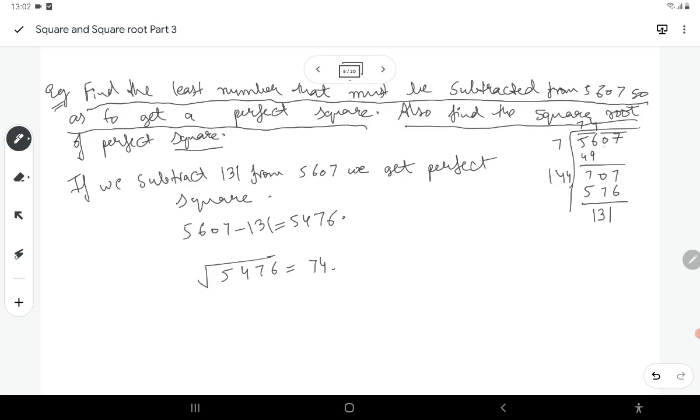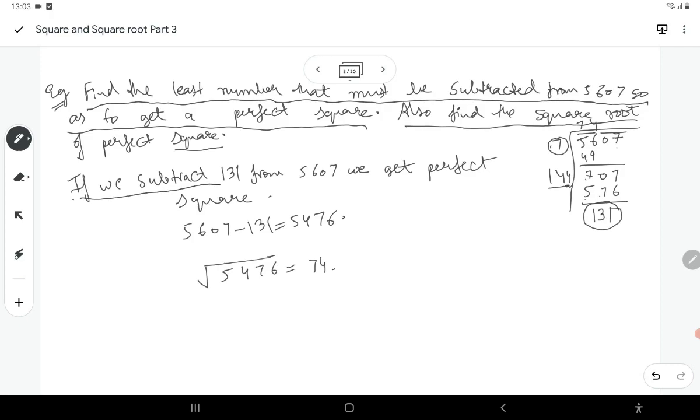So 5607 is an even-digit number, so we make 2 pairs, one as 07 and one as 56. We know that 7 sevens are 49 and the remainder comes as 7. Bring down the other pair, that is 07, so it becomes 707. Next step, we double the divisor, so 7 twos are 14, and on the right-hand side is a blank. We know that 144 fours are 576, which is the largest possible number, and finally the remainder comes out to be 131.